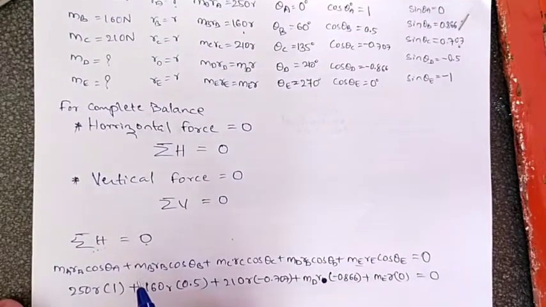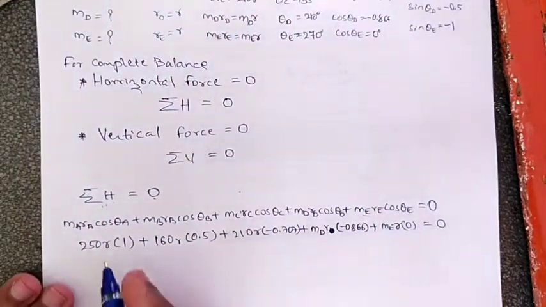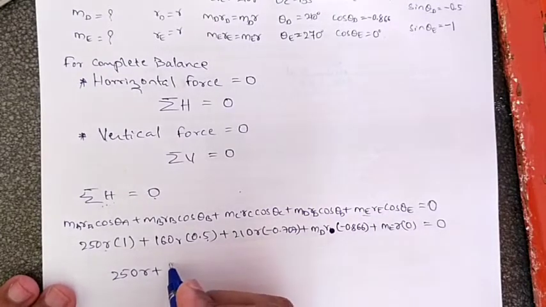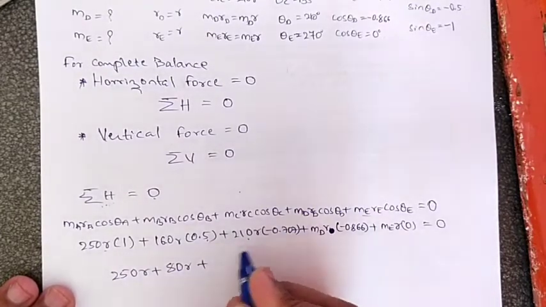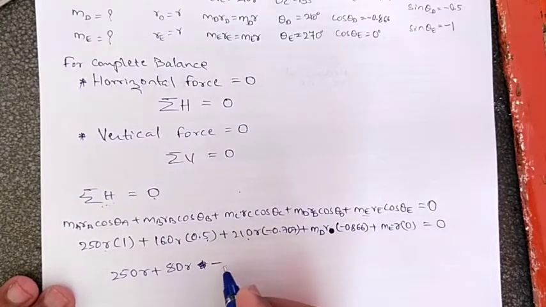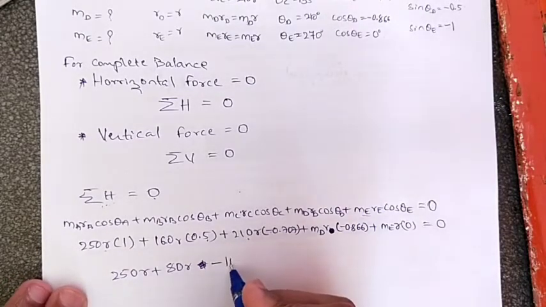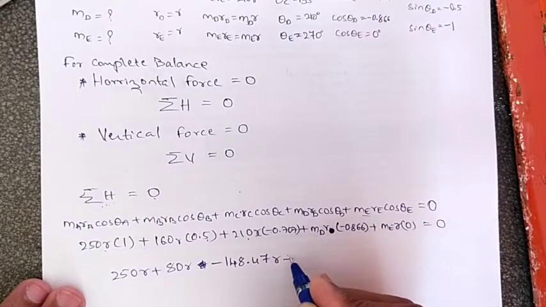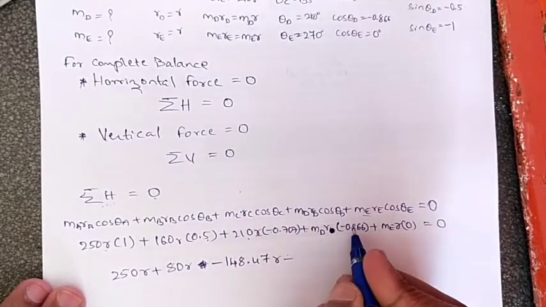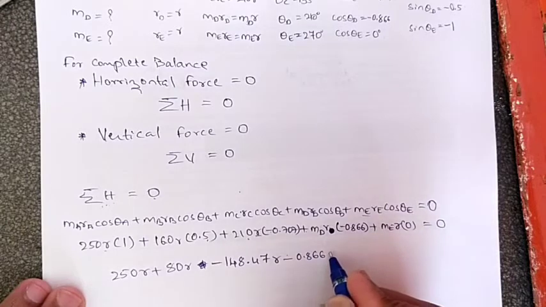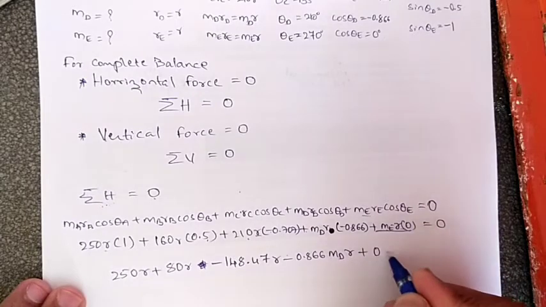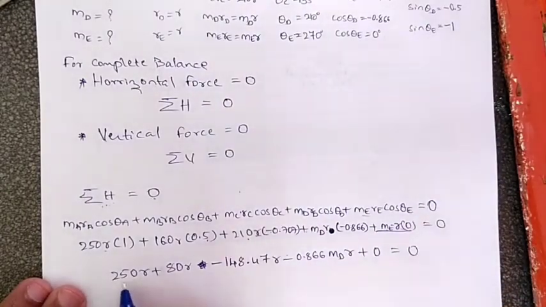Now when you substitute these values, 250 into 1 is 250R, plus 160 into 0.5 is 80R, plus 210 into minus 0.707, plus into minus will be minus, is minus 148.47R, and plus into minus will be minus 0.866 MD into R, and then 0 into this whole thing will be 0, which is equal to 0. Now what is common in all the terms?